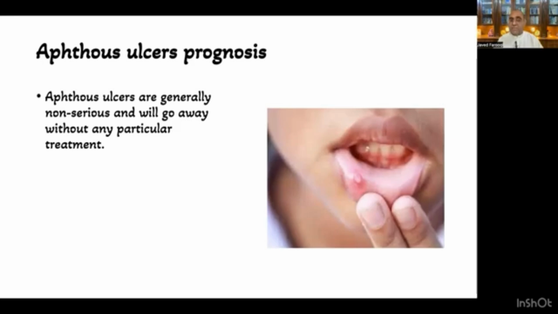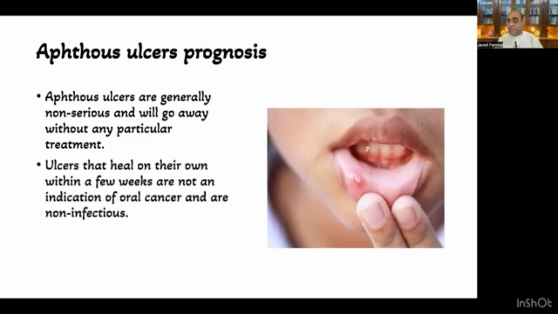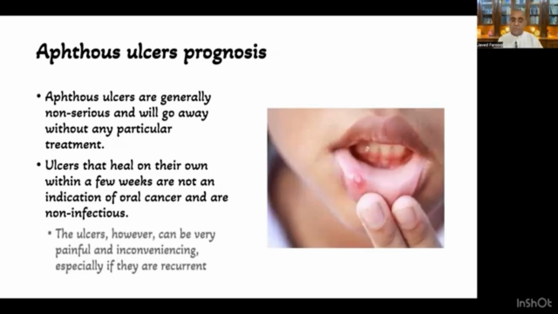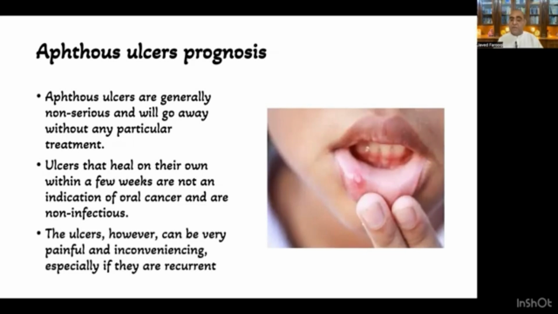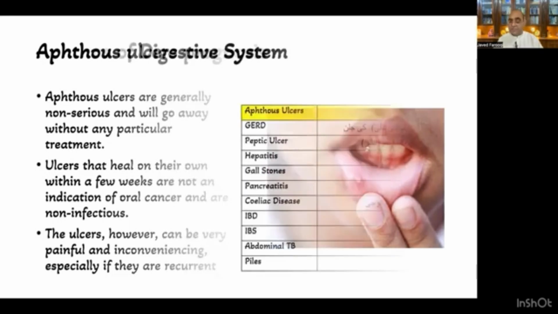The prognosis of Aphthous ulcers is that they are generally non-serious and will go away even without any particular treatment. The ulcers that heal on their own within a few weeks are not an indication of oral cancer and are non-infectious. So this is very, very important, and you must counsel your patients. The ulcers, however, can be very painful and inconveniencing, especially if they are recurrent.